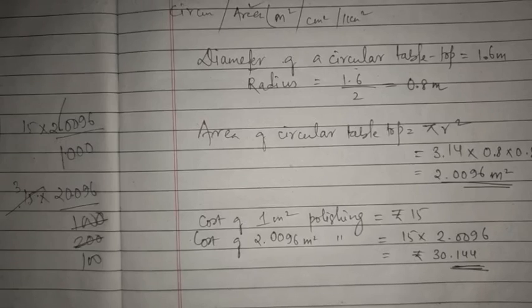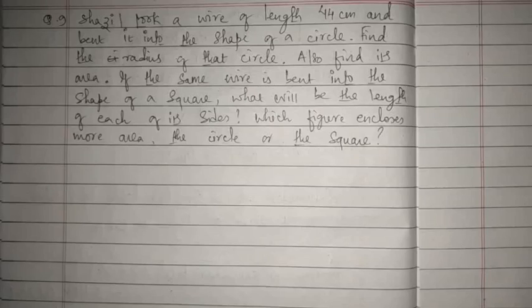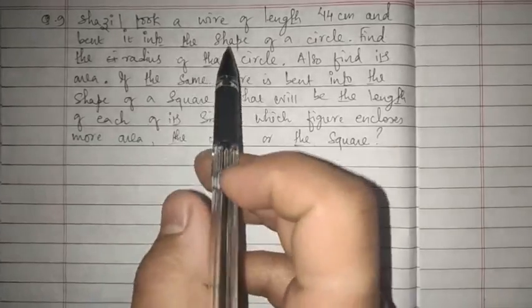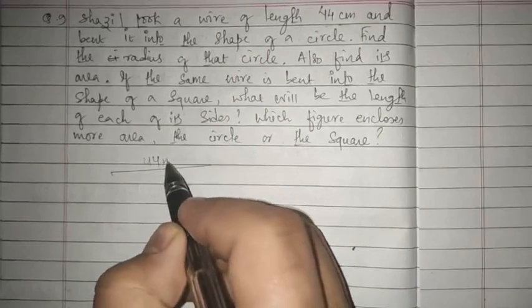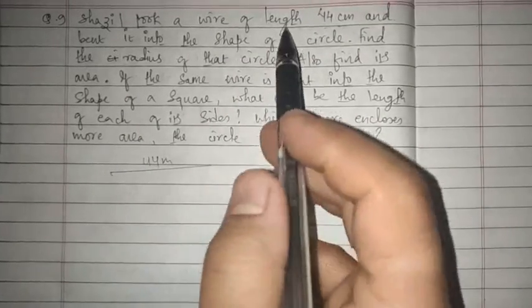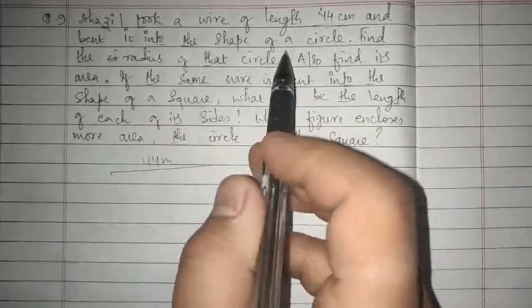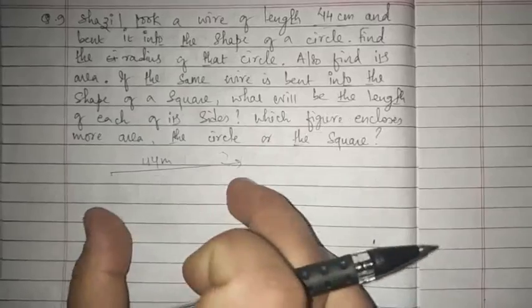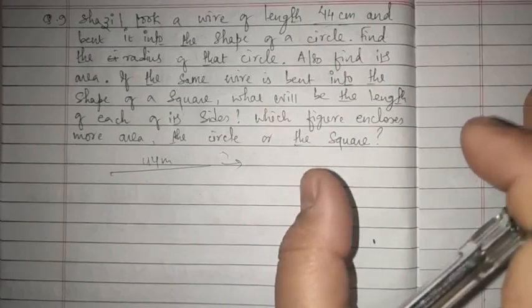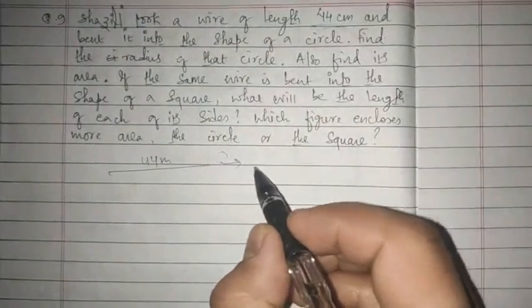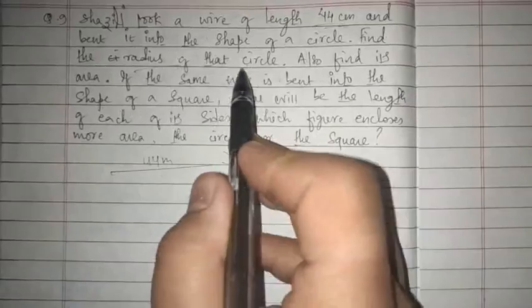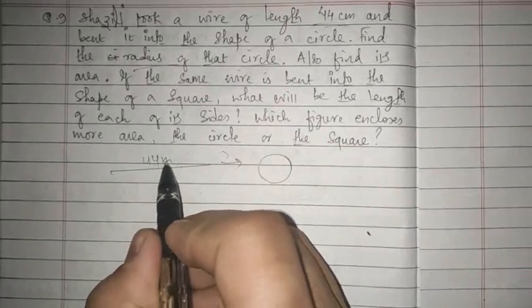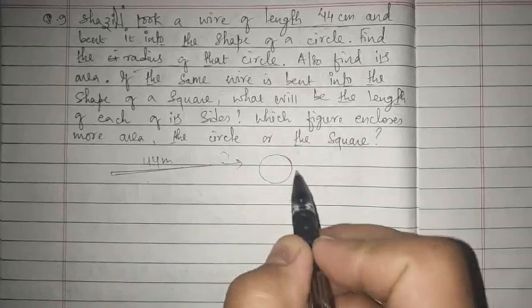All right, so let us now proceed to question number 9. Here we have question number 9. Sajli took a wire of length 44 meter, so the length of the wire is 44 meter, and bent it in the shape of a circle. So this length of wire she converted into a circle. Now you have to find the radius of the circle. That means 44 meter is the boundary, no? So this is the total length it will make.